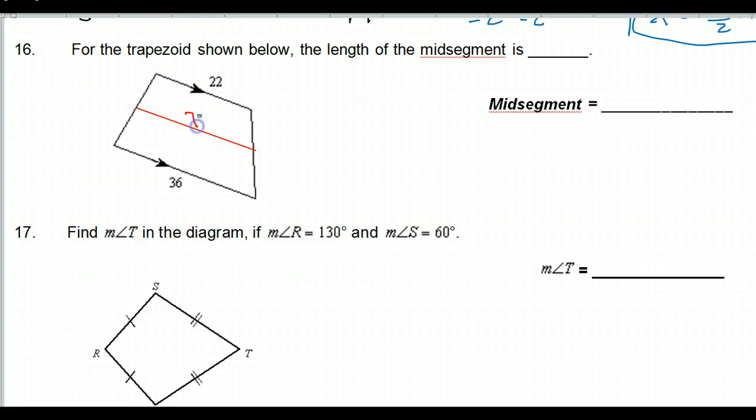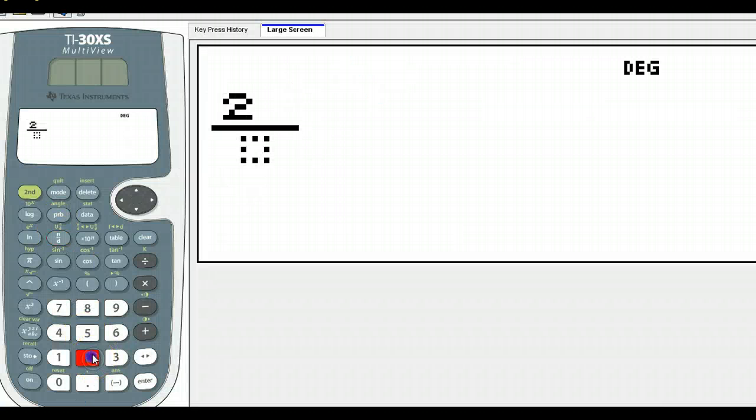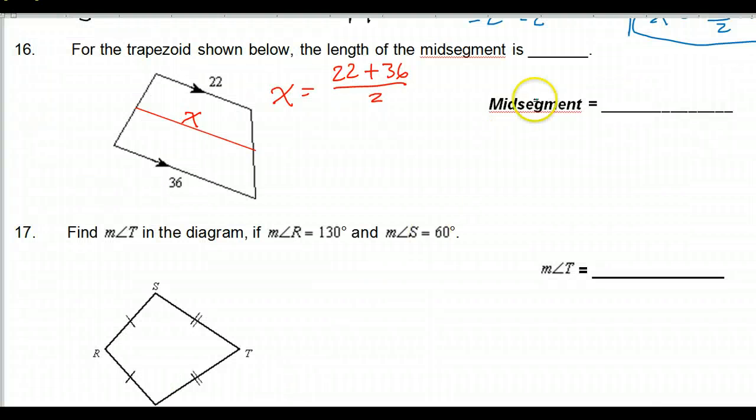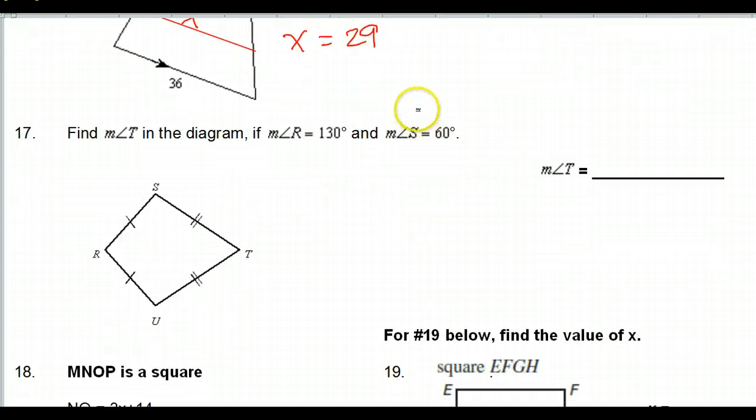So say if I call this mid-segment x, then x should equal (22 plus 36) divided by 2. It's just the average. That's 29. Yeah, so 29. Hey, that's all there was to that. It's just the mid-segment is the average.